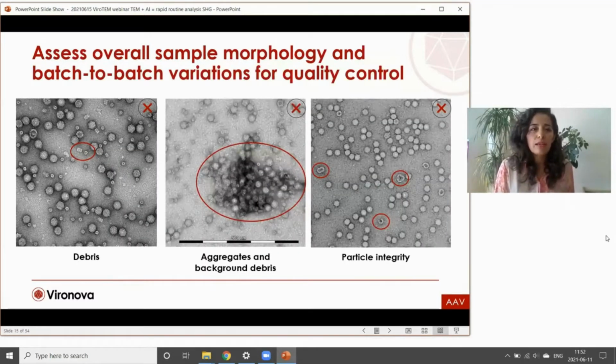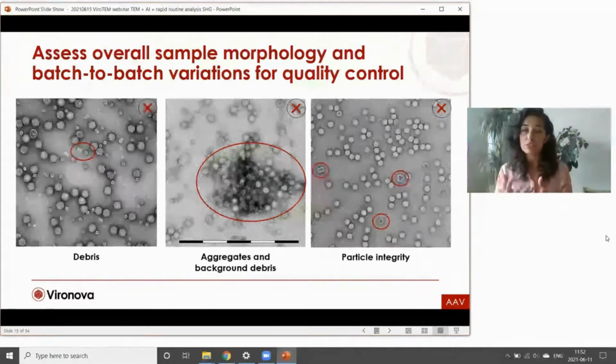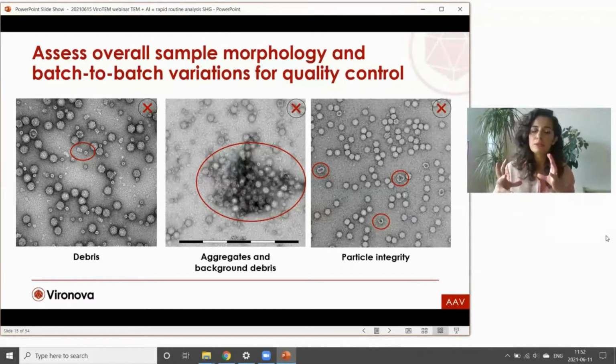Assessing overall sample morphology is also extremely useful, for example, looking at batch-to-batch variations for quality control, or maybe investigating a deviation. Here you can try to keep track of any changes in the amount of debris, if you're getting more aggregation, or what's happening to your particle integrity. And broken particles, or in this instance broken AAV particles, are considered to be an impurity that needs to be tracked and monitored.